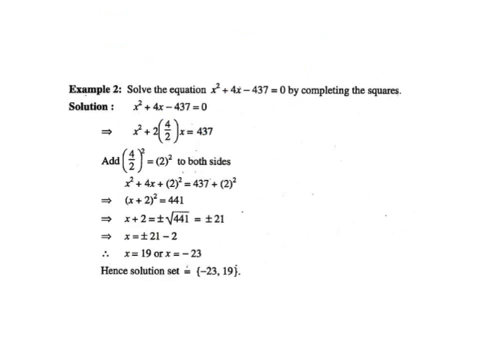We will now illustrate the second method of trying to solve a quadratic equation. This method is called the method of completing the squares. We have been provided with an example here, x squared plus 4x minus 437 equals 0. To do completing the square, we have to take special care of the value of the coefficient of b. In this case, it is 4.